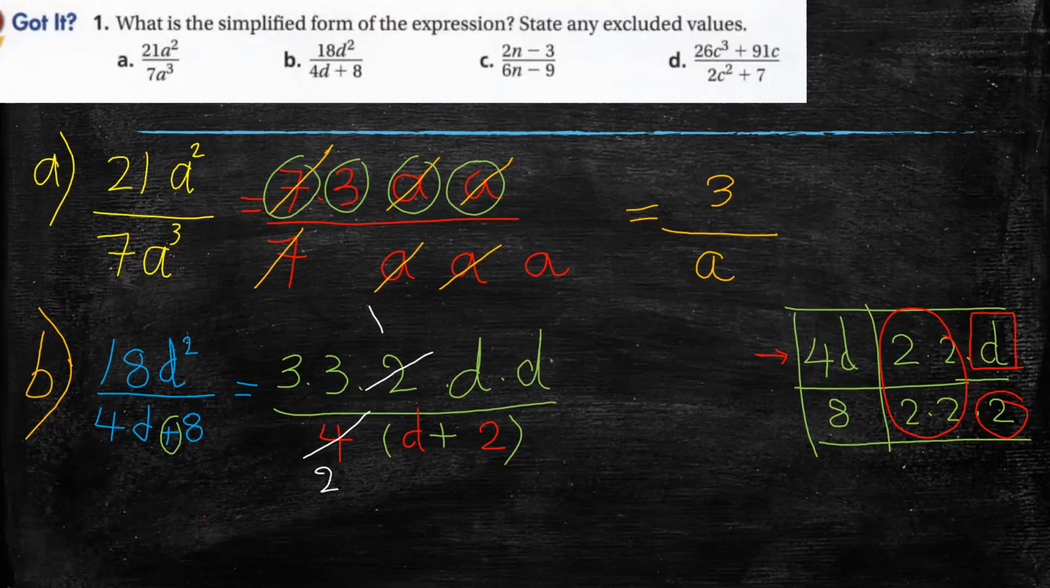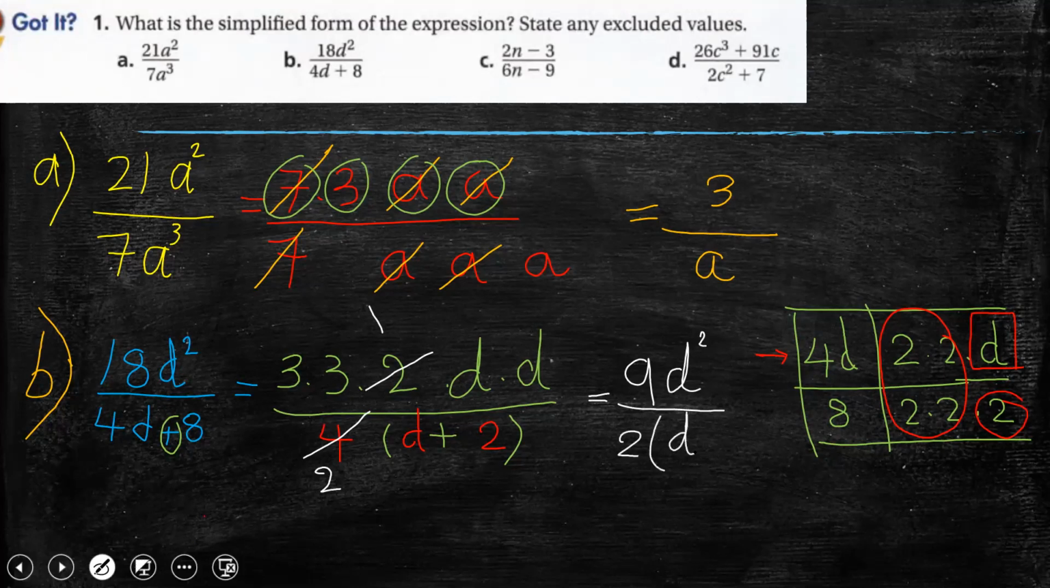So how do we factorize it now? We say that we have 3 times 3, which is 9, d squared over 2 times d plus 2. And you can multiply them now, like 9d squared over 2d plus 4. Is it clear? Yes, teacher. Okay, let's solve now C.